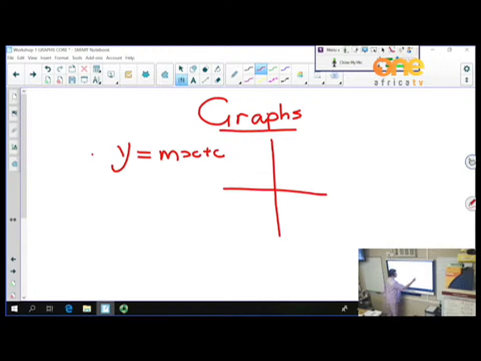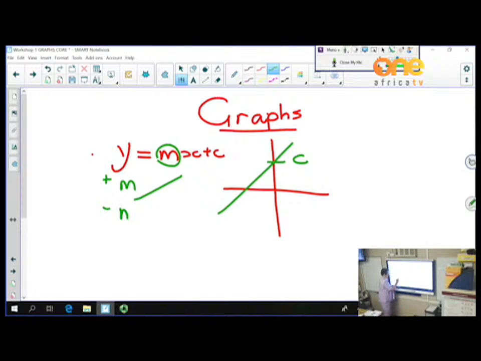So if I draw a graph, there's my straight line graph, then this is c. C is the y-intercept. That is where you cut the y-axis. M is your gradient. The gradient is the slope that we have. If it is a positive gradient, it looks like this. If it is a negative gradient, the slope looks like this. So that gives you the slope.